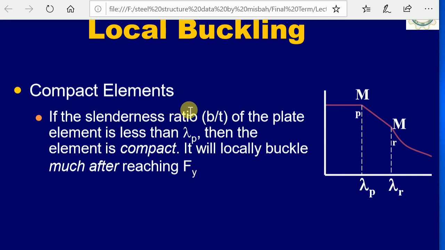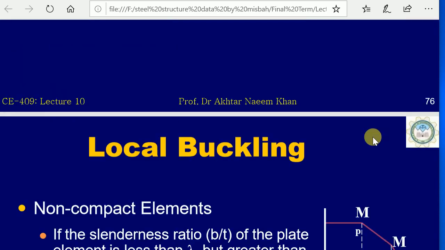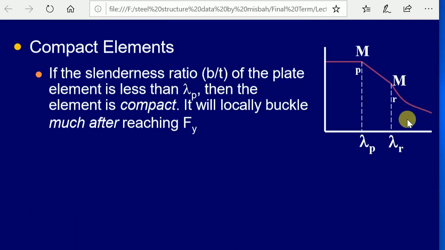But if the design moment capacity is less than MP but greater than MR, the section will lie in this zone. It will not develop its full plastic moment, and the section will be a non-compact section. Okay, and if it comes here, then the section will be a non-compact element. So basically these are the basics: what is a compact section, what is a non-compact section.